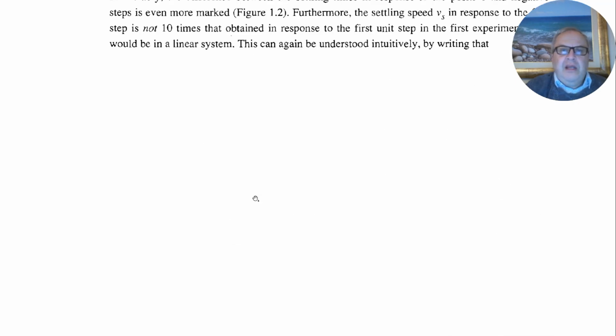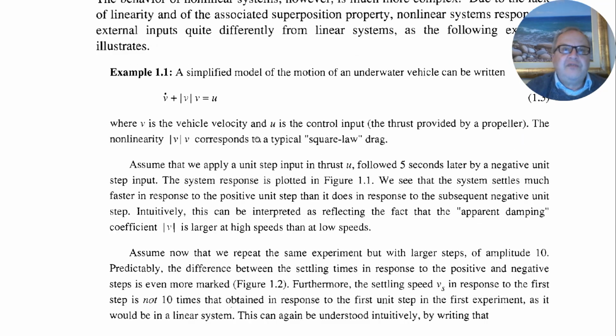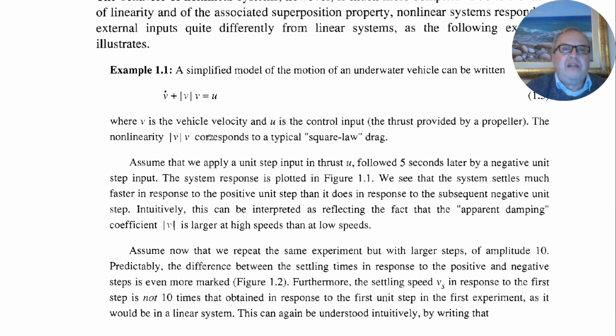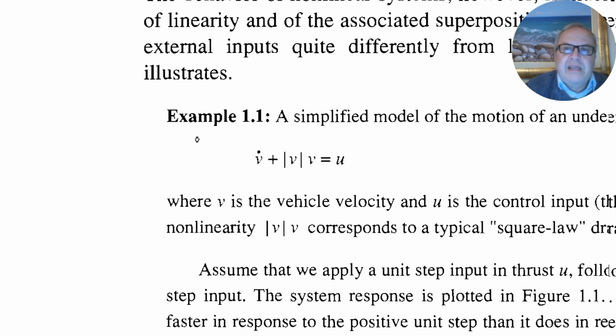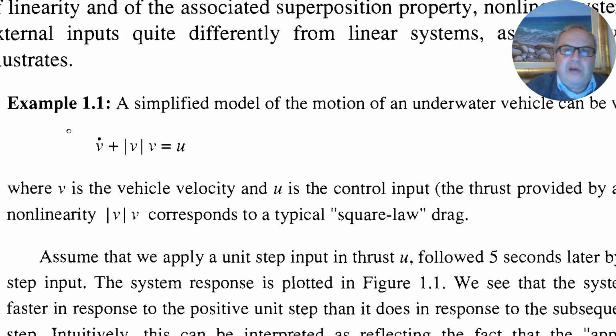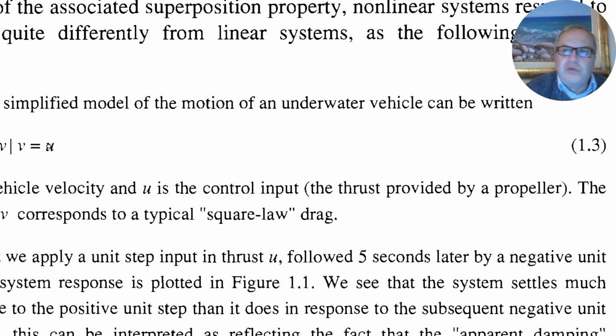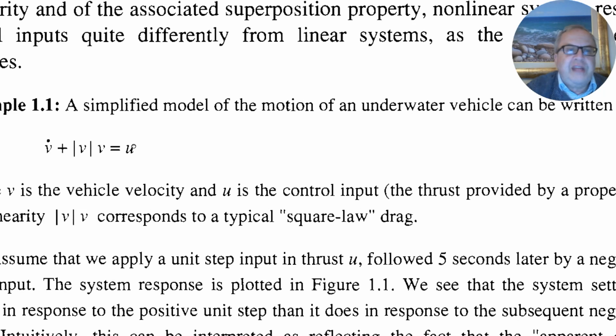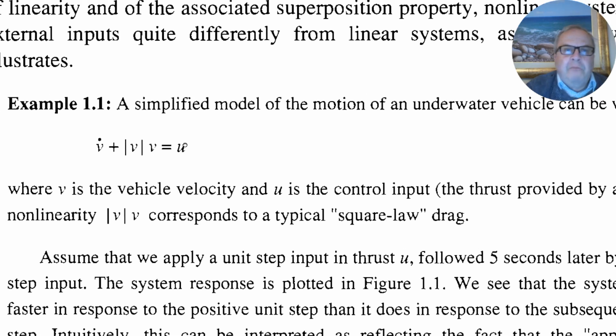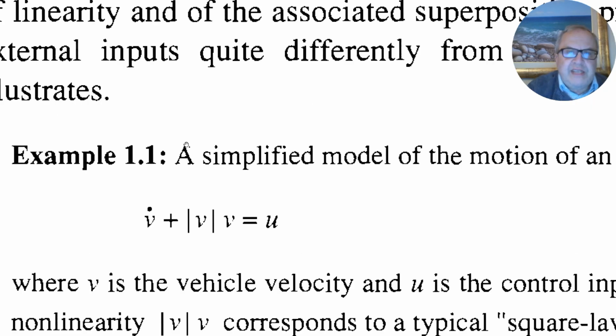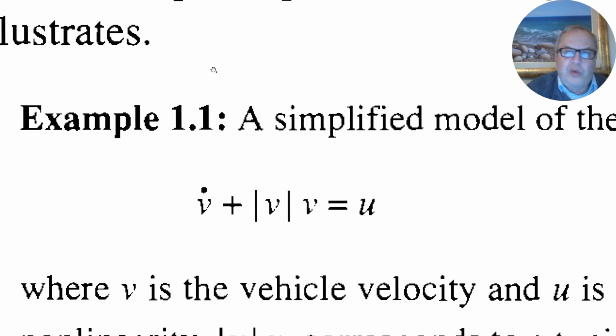Okay. Let's see, for example, here a first example of a nonlinear system. A simplified model of a nonlinear system is this: the model of the motion of an underwater vehicle. This equation here in your book, equation 1.3, describes the motion of an underwater vehicle. So we must look at this equation that you have here.